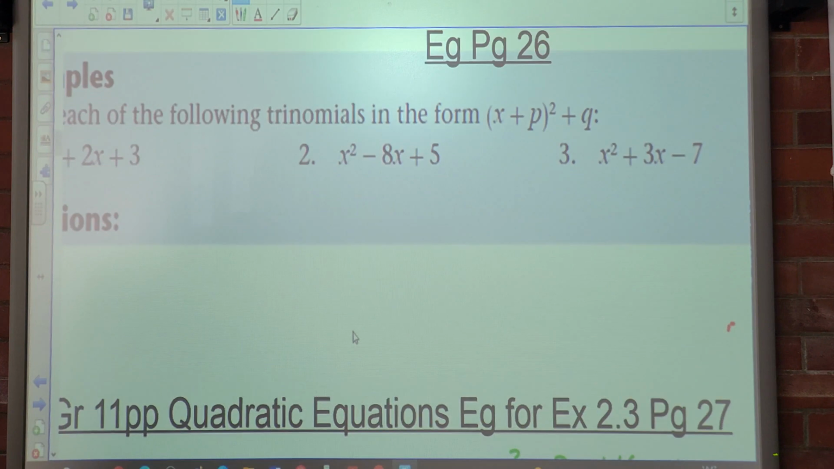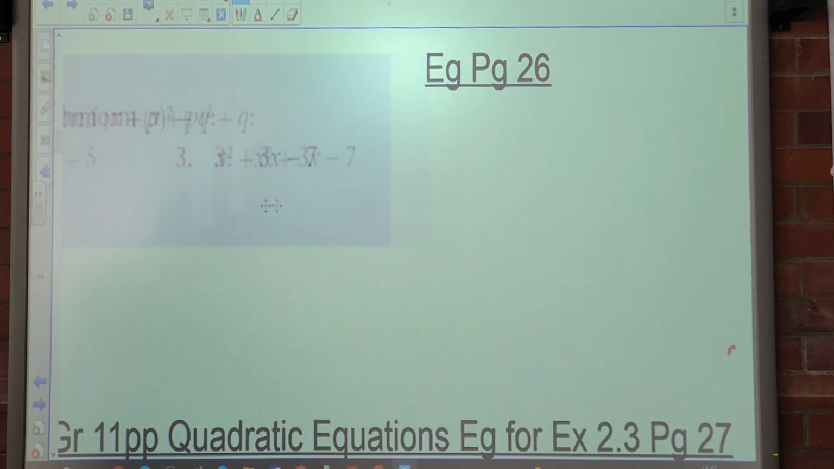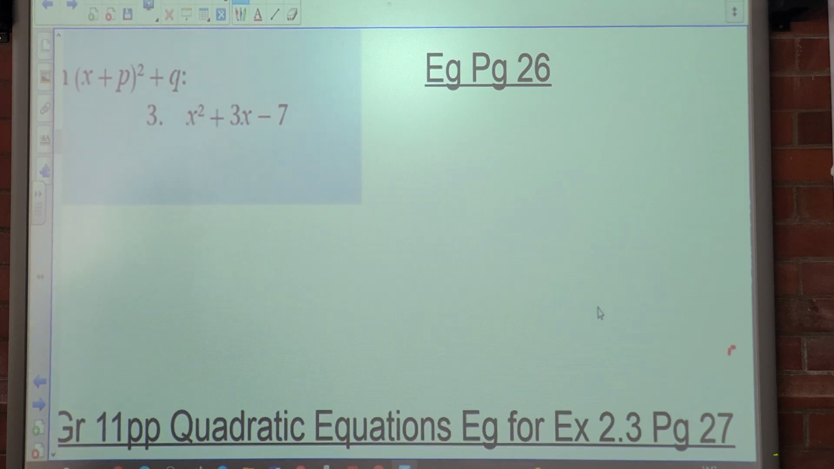Okay, so with regards to the examples for exercise 2.3, for some reason number 3 didn't come out. I think the phone switched off or my battery was flat or something.